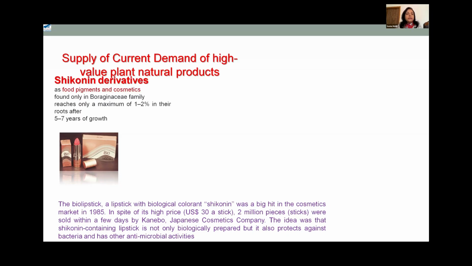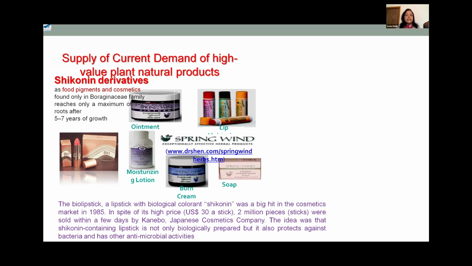It is also used in food pigments, and the same as in the case of Taxol, it reaches a maximum production of 1 to 2% in the roots, that too after 5 to 7 years of growth. To obtain this 1 to 2% after 5 to 7 years, we need to uproot these plants because this component is present in the root. And once we uproot the plant and take out its root, the plant will no more survive. It will be dead.